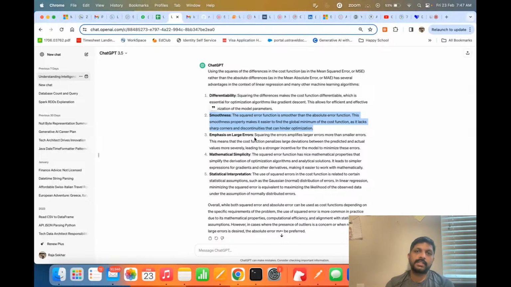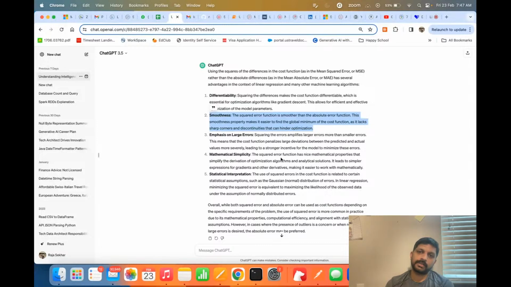Amplifies large errors: squaring the errors amplifies the large errors more. That makes more sense. What happens is 5 and 10 look very close to us, but if you square them, one is 25 and another is 100, and 100 sounds like a bigger problem compared to 25, right? So they want to emphasize the large errors, it seems. That also makes sense.